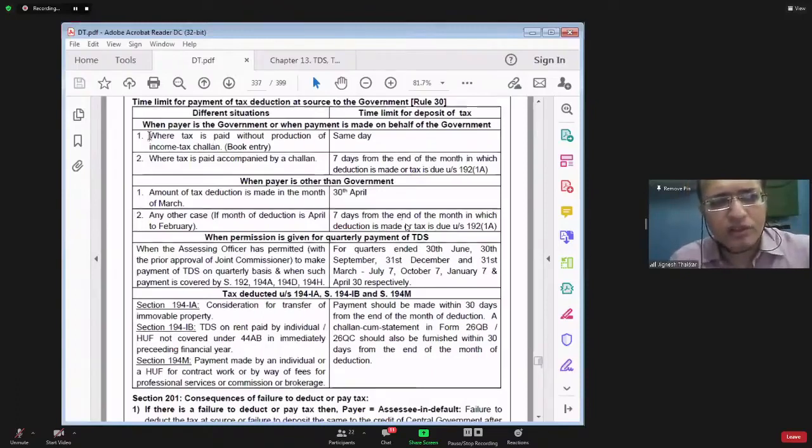Number one, they can make payment without income tax challan. That is, they can make payment by just passing a book entry. For example, if you recollect, I told you about payment by book entry while explaining section 40A subsection 3. Do you remember section 40A subsection 3? In that I had explained rule 6DD. Rule 6DD is an exceptional situation wherein you can make payment exceeding 10,000 by any mode other than account payee cheque, etc.